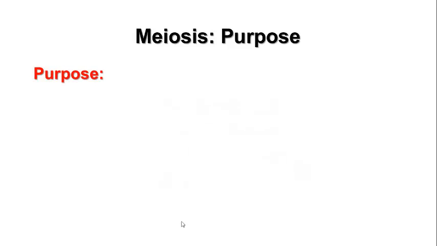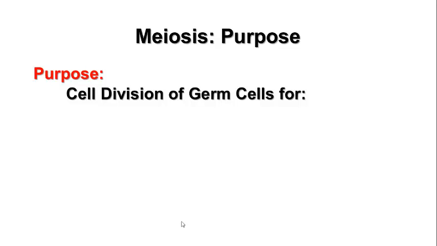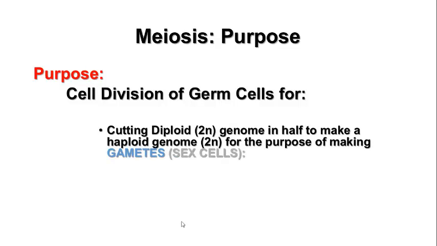All right, so let's go over the purposes of meiosis. The purpose of meiosis is cell division of germ cells for cutting a diploid or 2N genome in half to make a haploid genome. And this is, by the way, a mistake. This should say 1N right here.